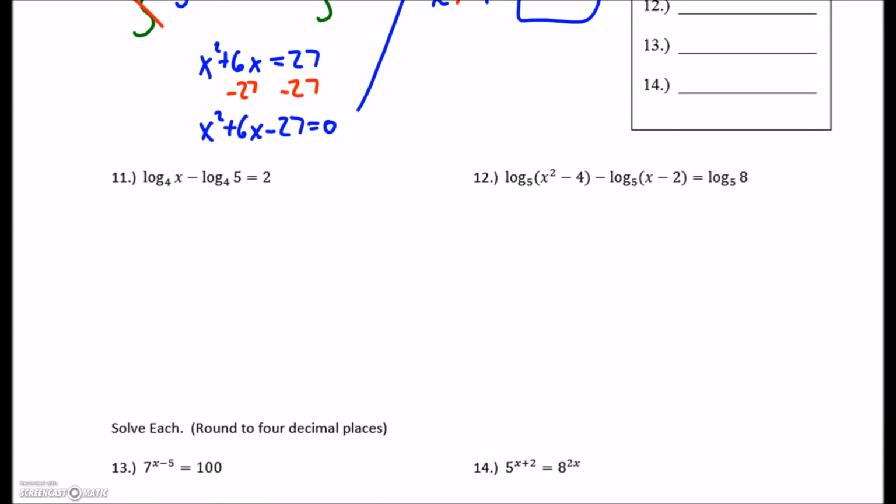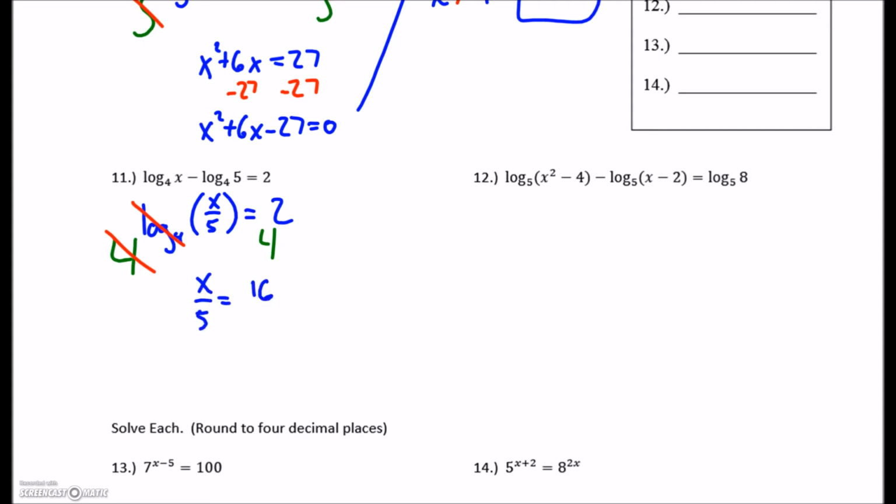If I look at this one again, I want to rewrite it as one logarithm first. So this becomes log base 4 of. Subtraction becomes division inside the logarithm. And now to undo log base 4, I have to do 4 raised to the power of each side. So I do 4 raised to this power equals 4 raised to this power. Over here, log base 4 and the 4 cancel each other out. On the other side, I have 4 to the 2nd power, which is 16.